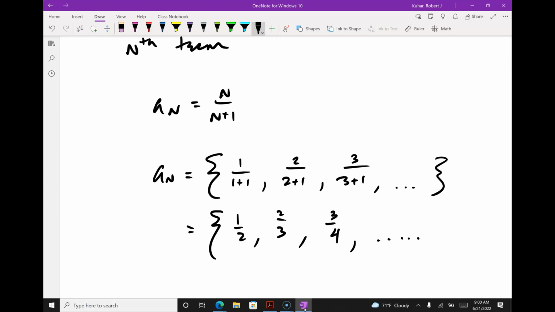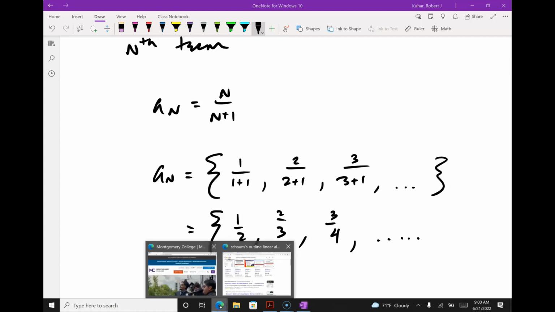Can you tell where it's going? What number is it getting closer to? 1. 4 over 5. A billion over a billion and 1 is really, really close to 1. And it's nice to plot these to see if it's going somewhere we recognize, or if it's not going somewhere. So I like to do this.